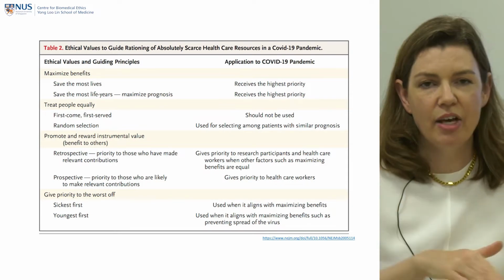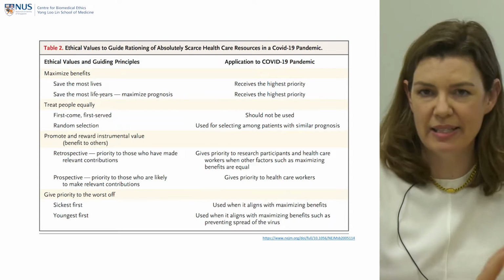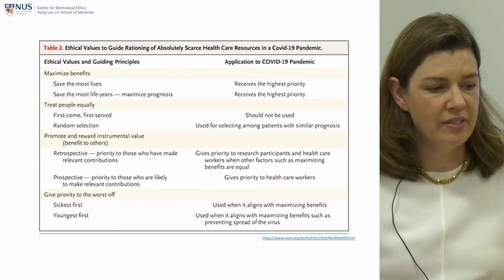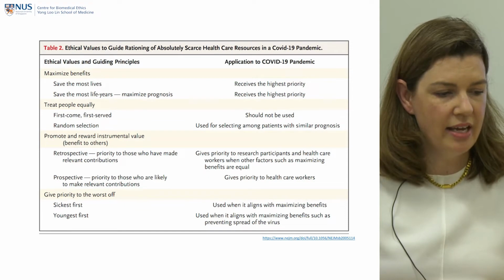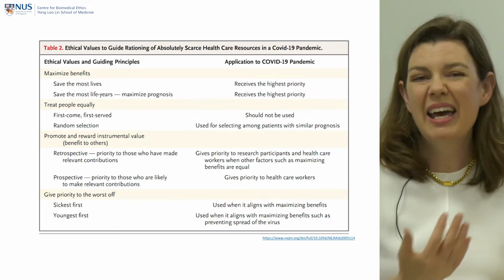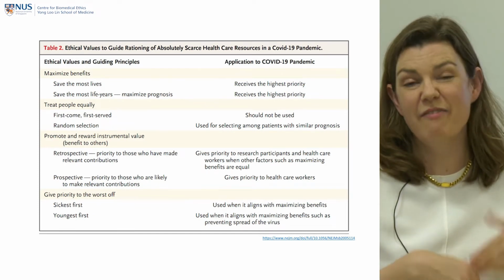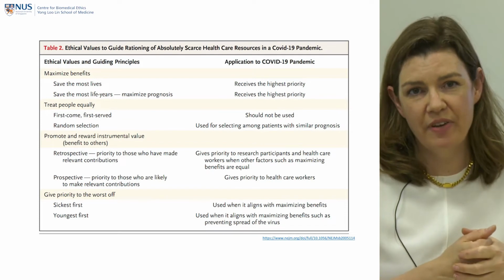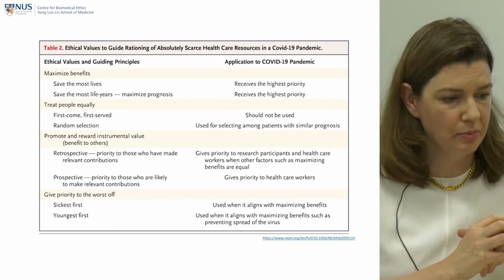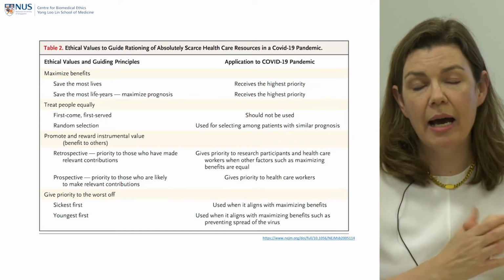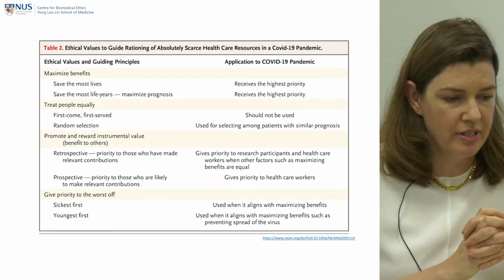To look in a little more detail, this is a table from that Zeke Emanuel paper that was really influential. Here they work through a number of ethical values. They say maximising benefits is the most important. That means saving the most life years and the most lives. Treating people equally, they look at a couple of principles related to that. They say that first come, first served shouldn't be used, in part because this can give priority to people that have better access to healthcare. That can be unfair because often privilege is associated with having better access to healthcare, spatially, for example. Random selection can be used, but only as a tiebreaker, when comparing two patients with similar prognosis.